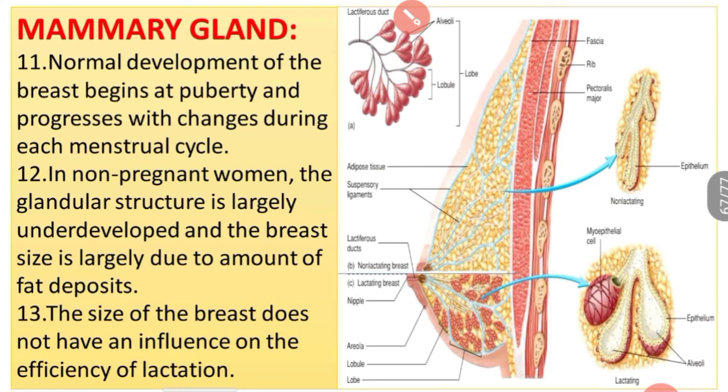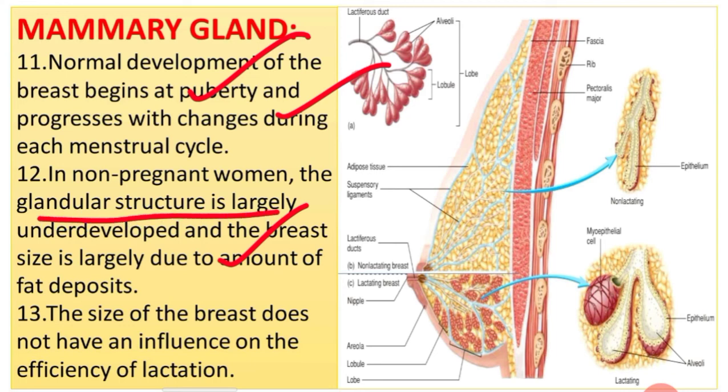Mammary gland. Actually, normal development of the mammary gland breast begins at puberty, right? At puberty time, it progresses with changes during each menstrual cycle. But in non-pregnant women, the glandular structure is largely underdeveloped and the breast size is largely due to the amount of fat deposit. Got it? In non-pregnant women, the glandular structure is largely undeveloped.